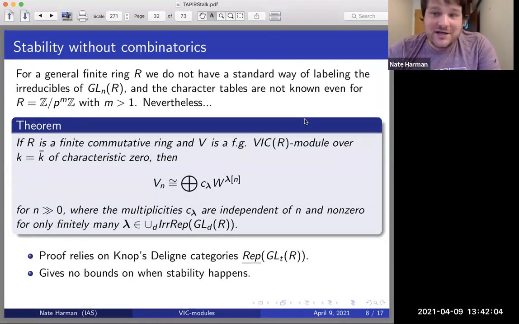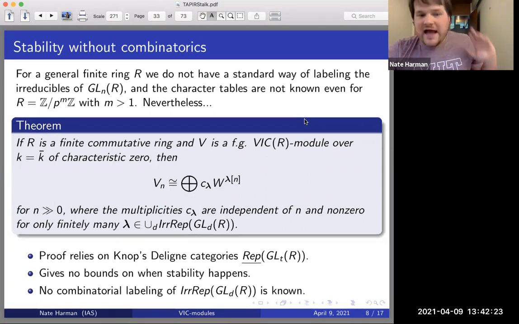Unfortunately, these methods don't give bounds on when stability happens. I know there's some generic answer, but probably if you're generated in degree D, you get stability at degree 2D, but I don't know. There's a constructability thing in the middle of the argument. And again, I just want to highlight that I don't actually have any sort of combinatorial hold on this indexing set. It's just the collection of all irreducible representations of these different groups.